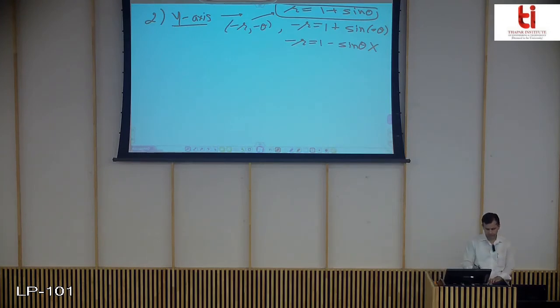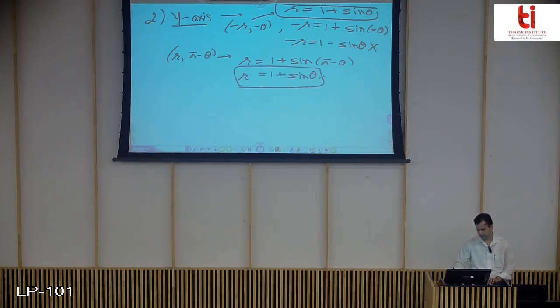The second point is r, pi minus theta. Substituting this point, you get r equals 1 plus sine of pi minus theta. Here you get the required thing: r equals 1 plus sine theta. So clearly it satisfies, and here you get the point which satisfies the curve. So there is symmetry about the y-axis.